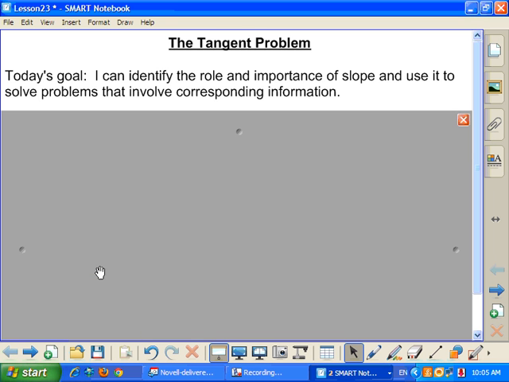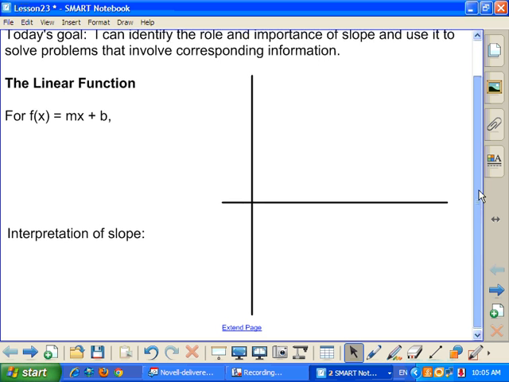Welcome to lesson 23, and the topic of today's lesson is the tangent problem. So we start looking at the tangent. What's your goal today? I can identify the role and importance of slope and use it to solve problems that involve corresponding information. Now, we are going to revisit the concept of slope from grade 9. We're going to start looking at it in a little bit different light as we move through this particular unit.